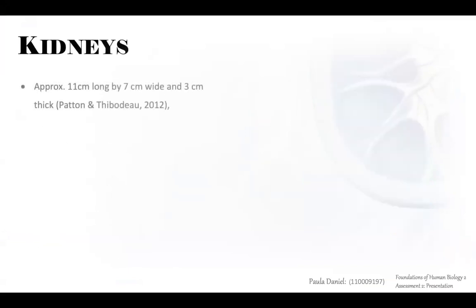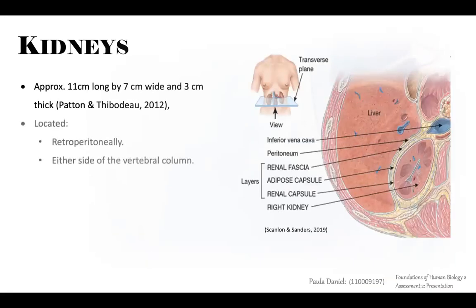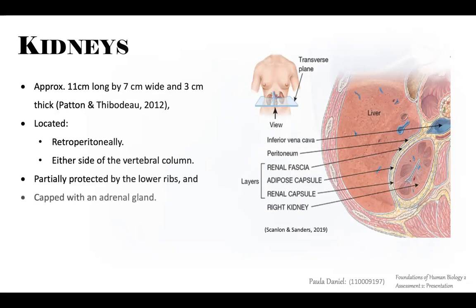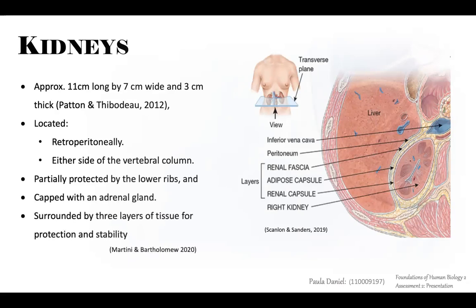The kidneys are roughly oval-shaped with a medial indentation called a hilum, which we'll see on the next slide. They're approximately 11 centimetres long by 7 centimetres wide and 3 centimetres thick, and are located behind the parietal peritoneum, or retroperitoneally. Kidneys lie on either side of the vertebral column, partially protected by the lower ribs, and the superior surface of each kidney is capped with an adrenal gland.